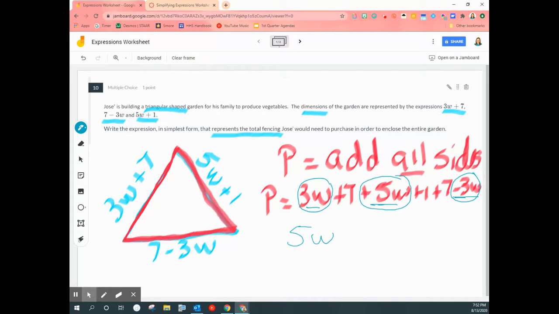Okay, so now I see that I have some more like terms. I have a plus 7, a plus 1, and another plus 7. I can add those up. I know what 7 plus 1 is. Well, 7 plus 1 is 8, plus another 7 is 15. There's your answer right there. We have simplified it. That's an expression in simplest form that represents how much fencing Jose is going to need for his triangular garden. Okay?